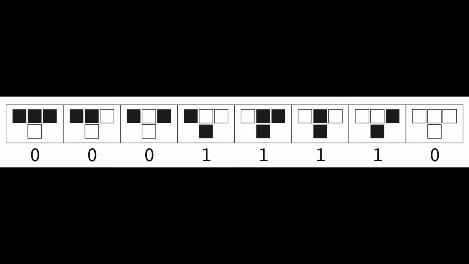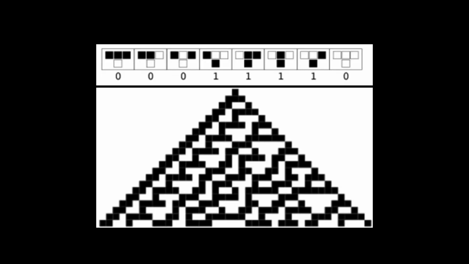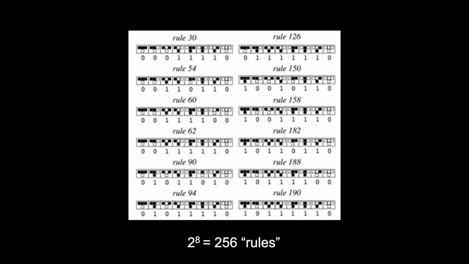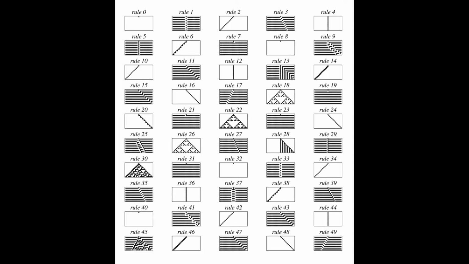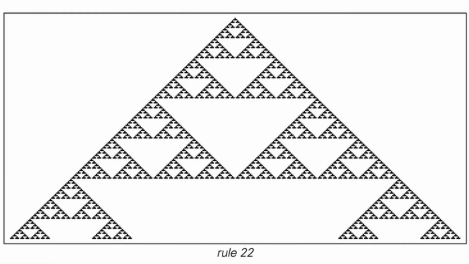There are 2 times 2 times 2 equals 8 possible combinations of black and white for 3 neighboring cells. This rule, for example, is called Rule 30 because 11110 in binary is 30. So in total, you can have 2 to the 8th or 256 different rules. And different rules give rise to different patterns. Most are simple, repeating patterns, but sometimes you get something really interesting, like fractals.